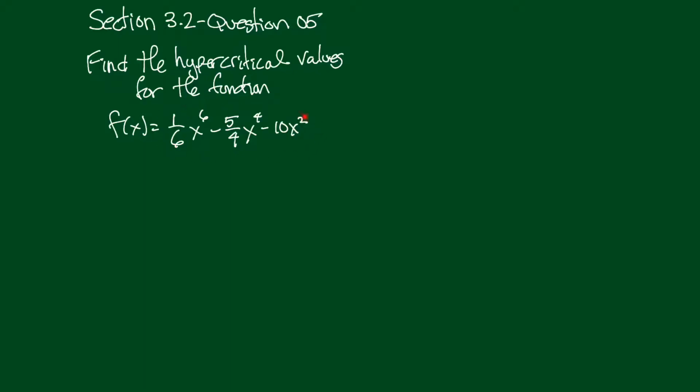Given this function here, we want to find the hypercritical values. Now the hypercritical values come from the second derivative. So let's start by finding the second derivative here.